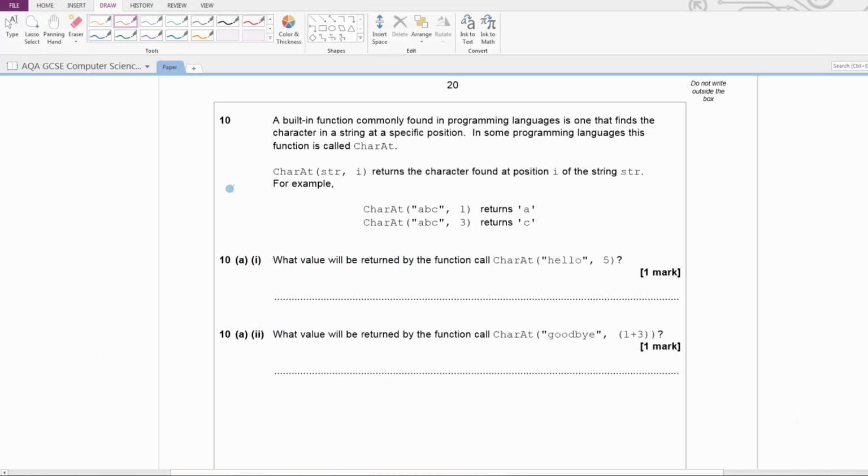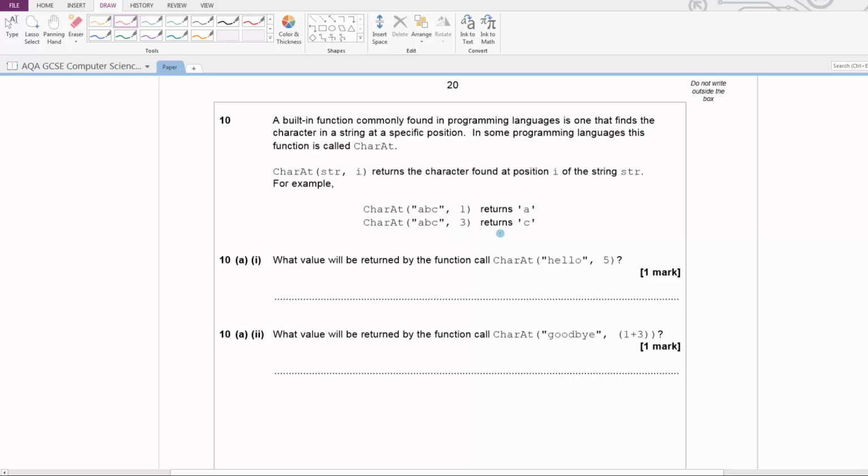So the final question of this paper starts by telling us a built-in function can be found in programming languages, one that finds the character in a string at a specific position. In some programming languages this is called CharacterAt. With parameters str and i, it returns the character found in position i of a string. So for example, ABC is our string, and when we have 1, the first position is A, and the same when it's the third position, it's C.